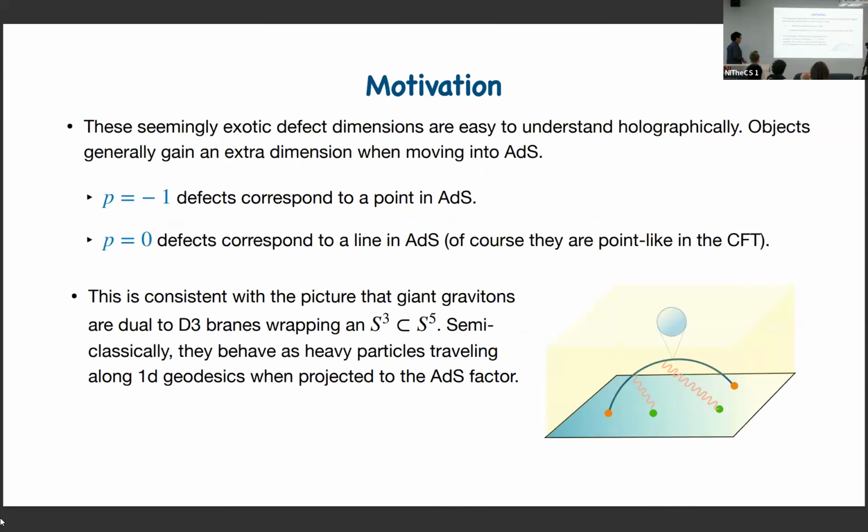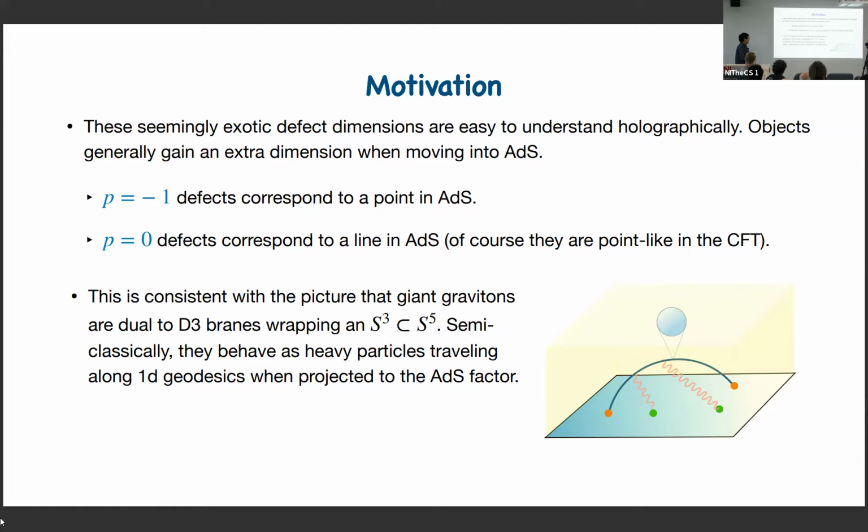So these numbers seem a bit weird. How do we understand these exotic numbers? An easy way to help you understand them is to use holography. The general lesson we learn from AdS/CFT is that when you consider the bulk dual, objects usually gain an extra dimension. Then it's easy to make sense of these 2 numbers. So p equals -1: what does that mean? A -1 dimensional defect corresponds to a 0-dimensional point in AdS. And p equals 0 will correspond to a line in AdS.